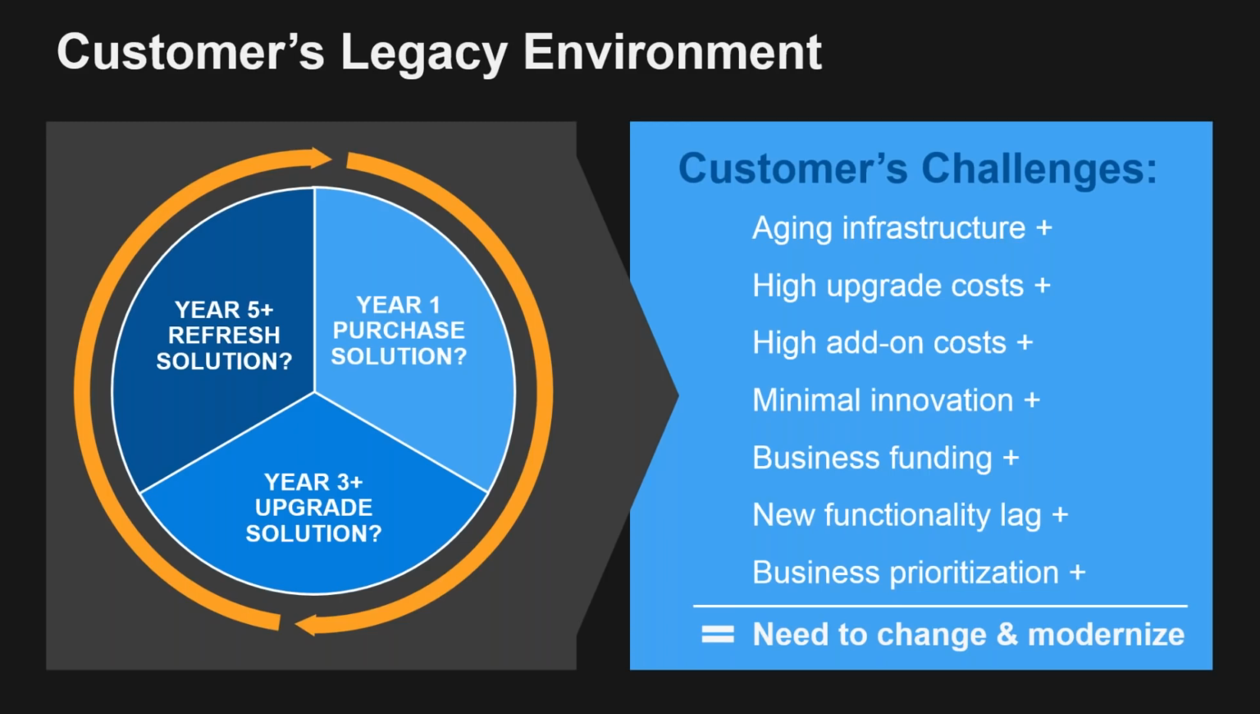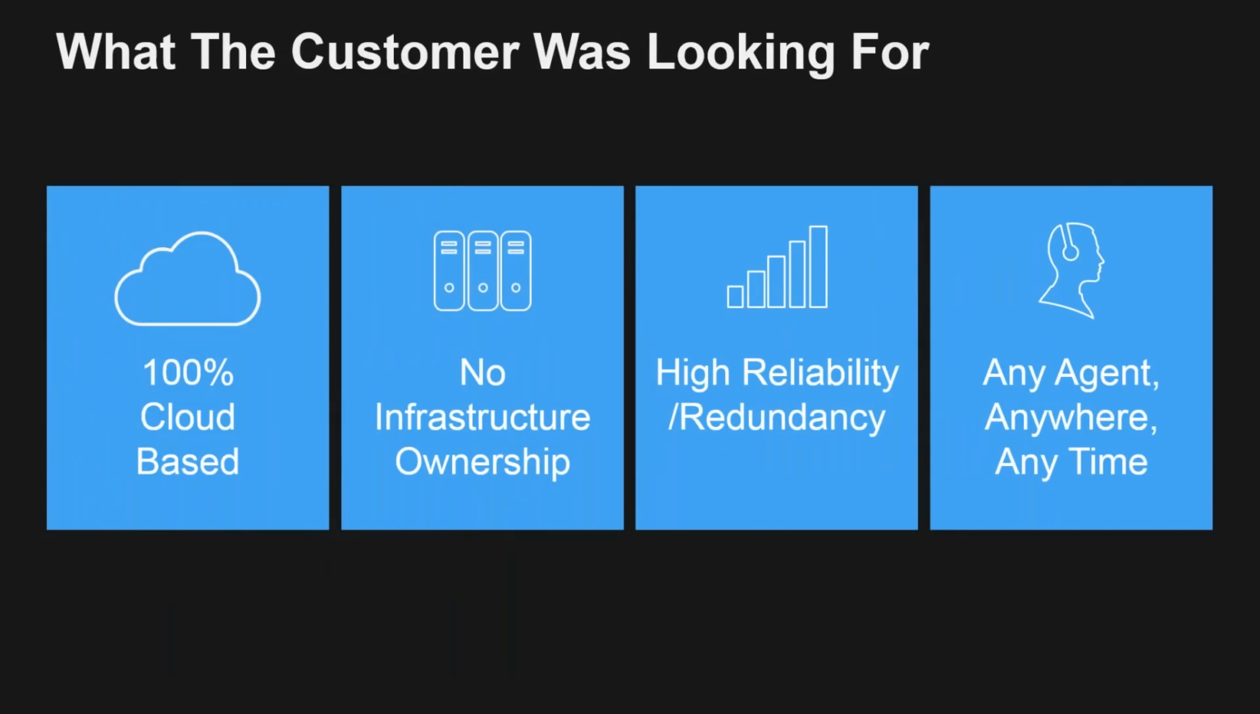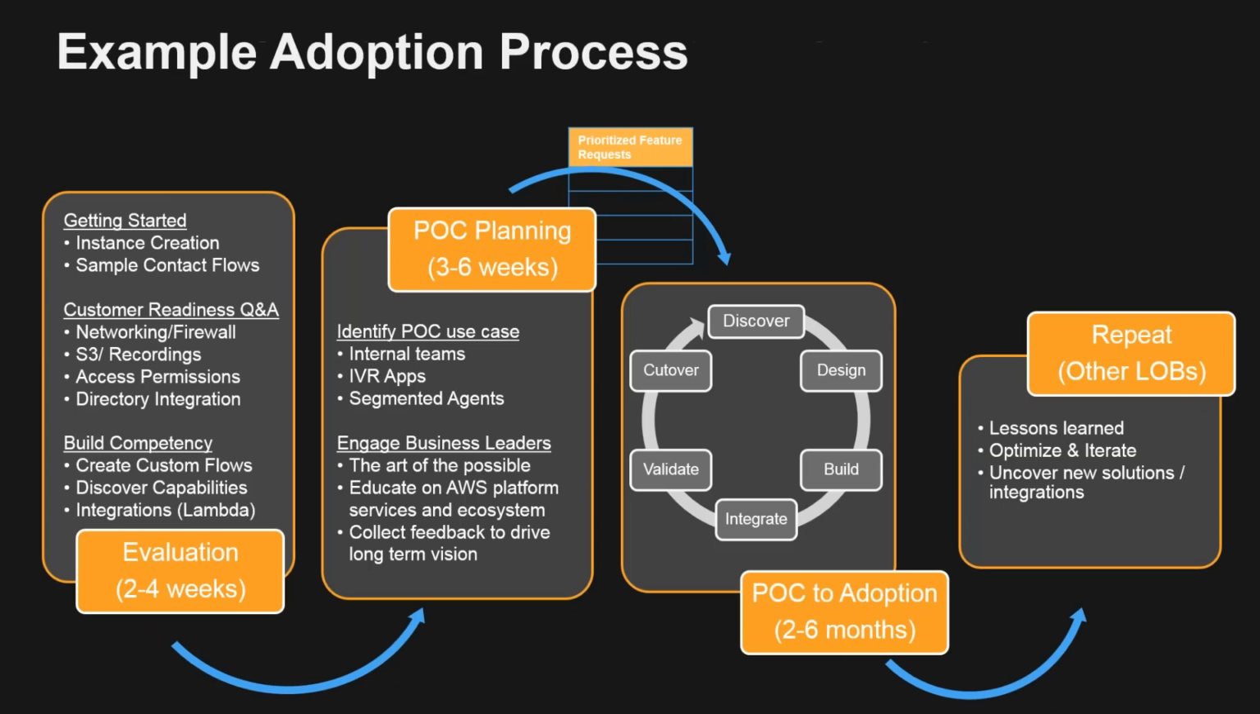And last, business prioritization. They found it difficult to prioritize the needs of the business in sync with what the technology was able to deliver. This created a need to change and modernize. What they decided they wanted was a 100% cloud-based solution, no infrastructure ownership, it had to be reliable and redundant, and they wanted to be able to answer calls with an agent anywhere at any time. So they started on a process with Amazon Connect.